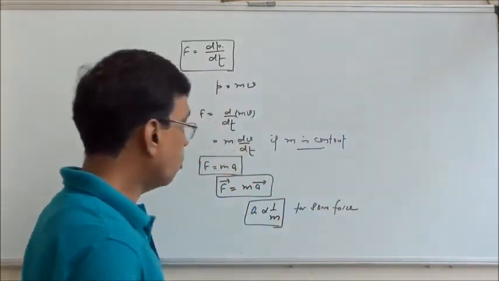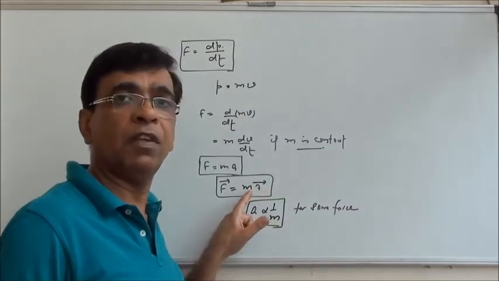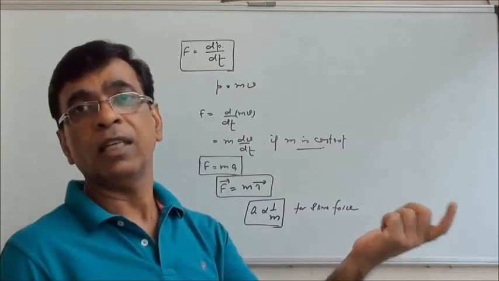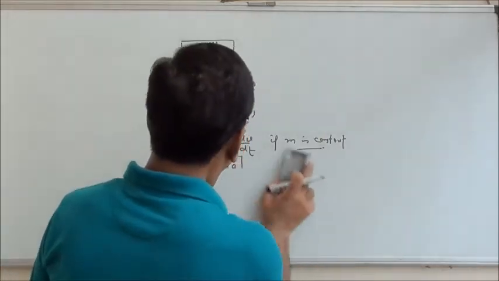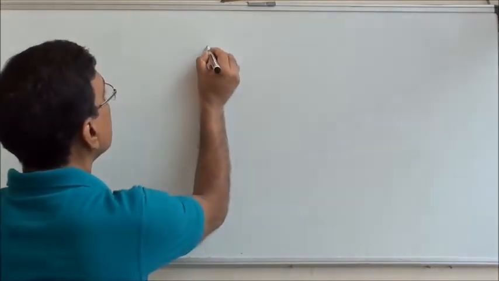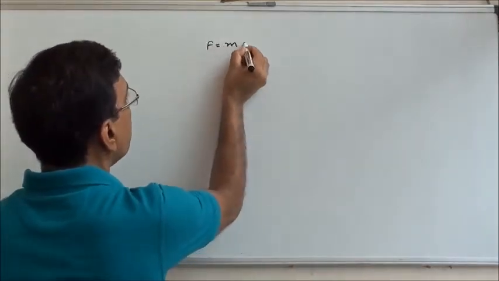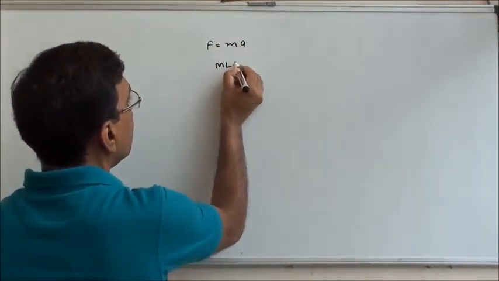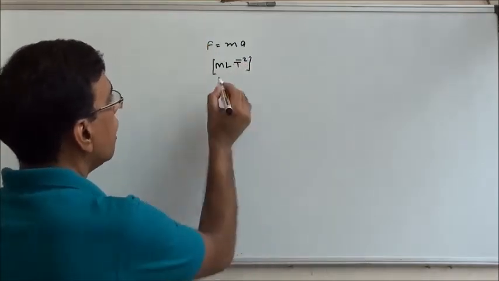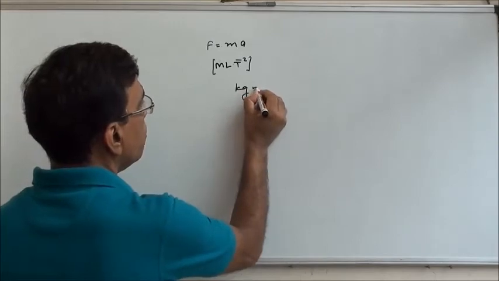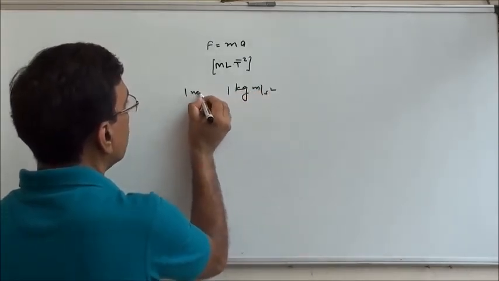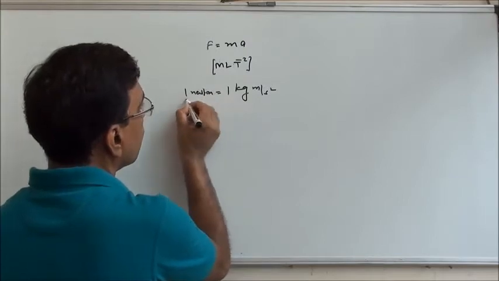Okay, and to produce the same acceleration in bodies of different masses, we will need different forces. Heavier bodies need more force, lighter bodies need less force. Then we can also talk about the units of force using this. F is equal to ma, so the dimensional formula for force is MLT^-2, and the unit will be kg meter per second square. It is also called 1 Newton.